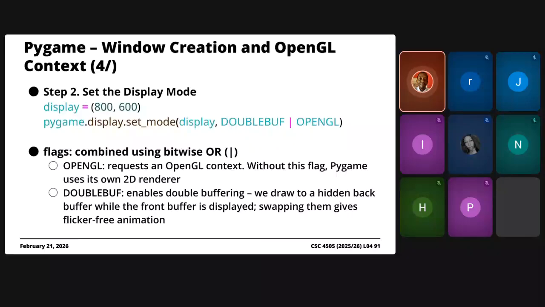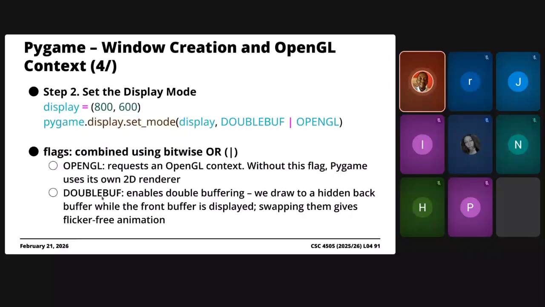And then these flags are just constants, which you'd manipulate using your bitwise OR operator. So the OpenGL constant requests an OpenGL context. Without this flag, Pygame will use its own 2D rendering. But what we want is to use an OpenGL context. So how do we do this? We specify the constant OpenGL.